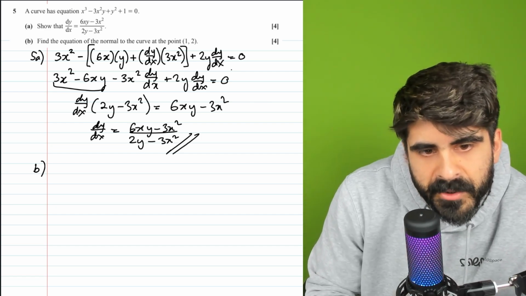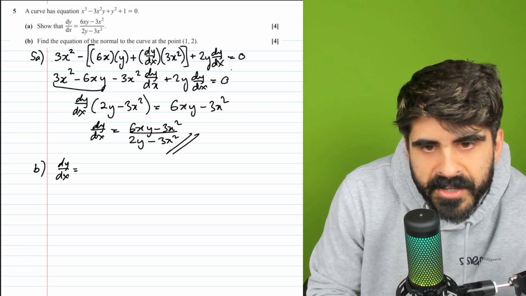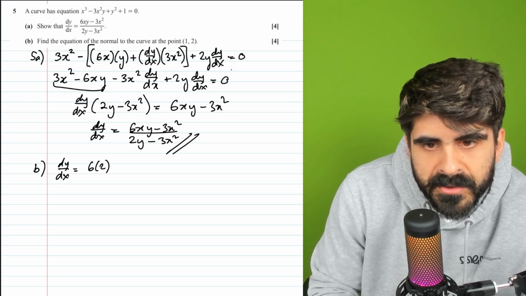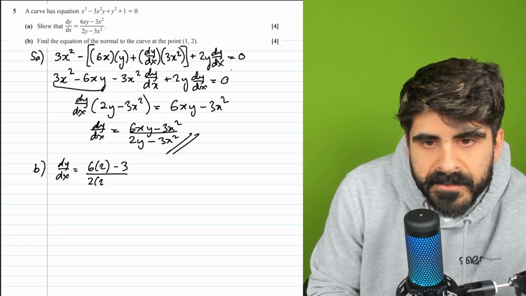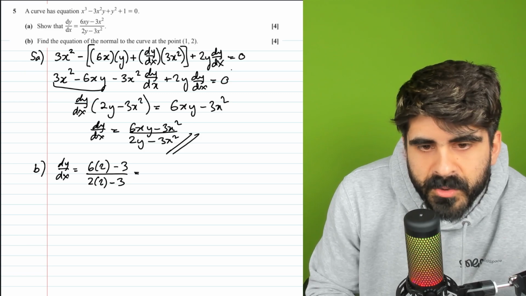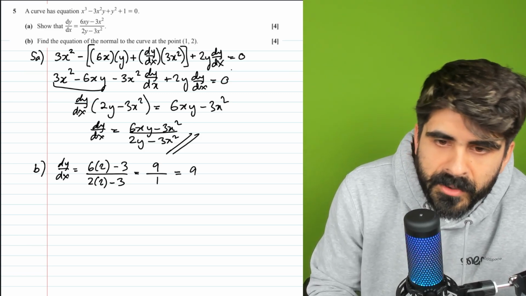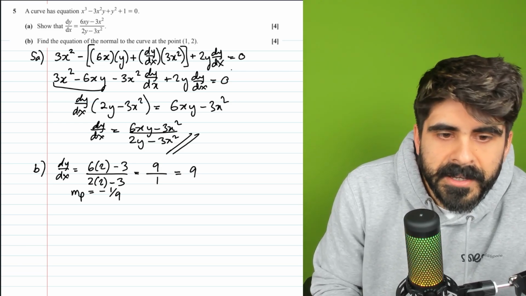Okay, so we have to sub in both 1 and 2. X is 1. So that would just be 6. Y is 2. Minus 3 over 2 times 2 minus 3, isn't it? So you get 12 minus 3, 9. Over 4 minus 3, 1. So 9. So the normal gradient, your perpendicular will be minus 1/9.